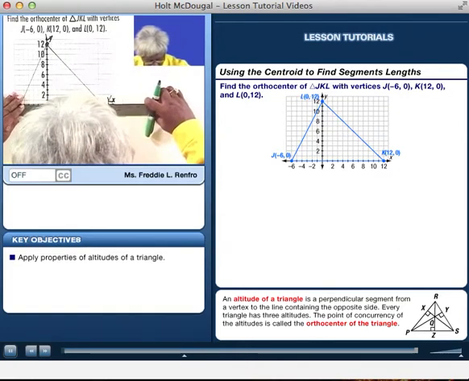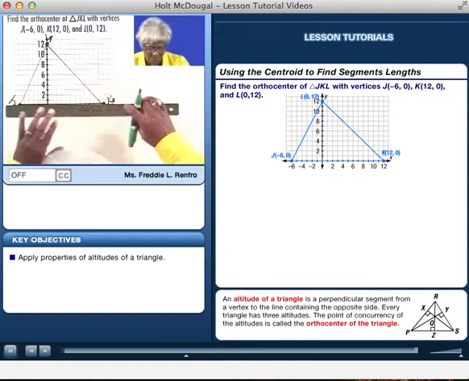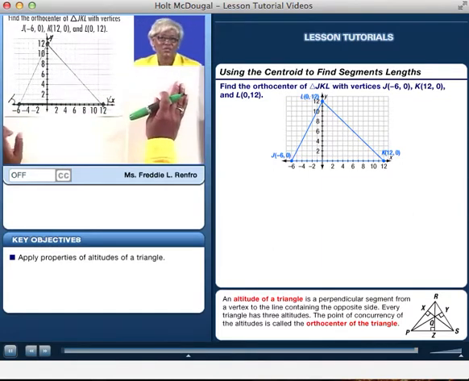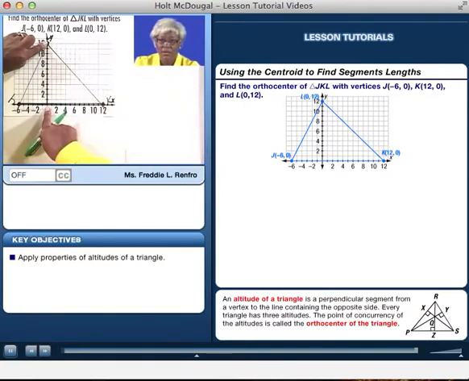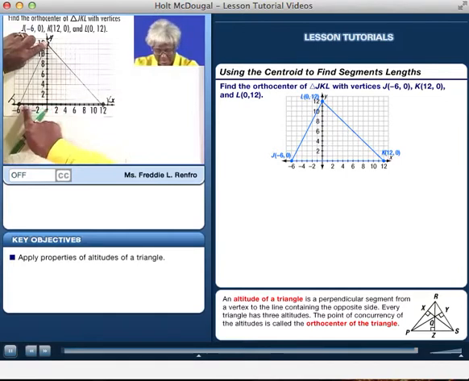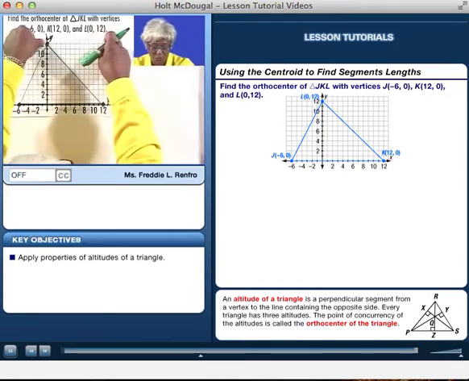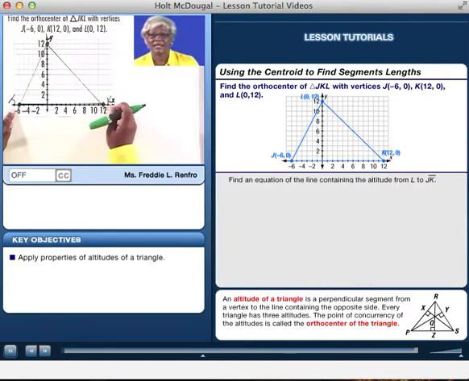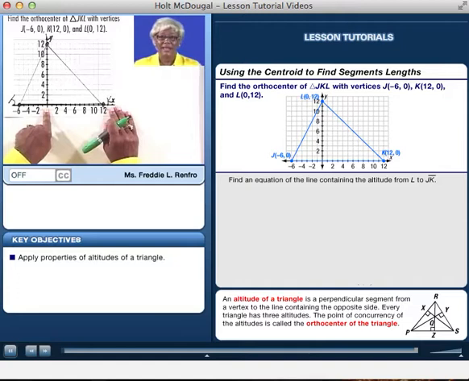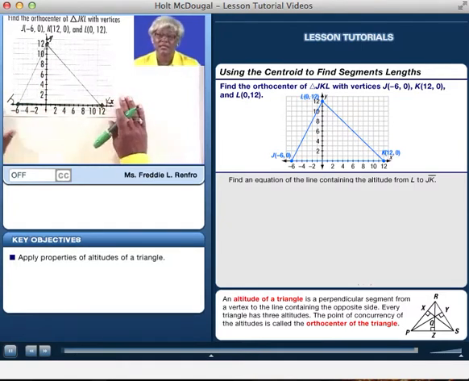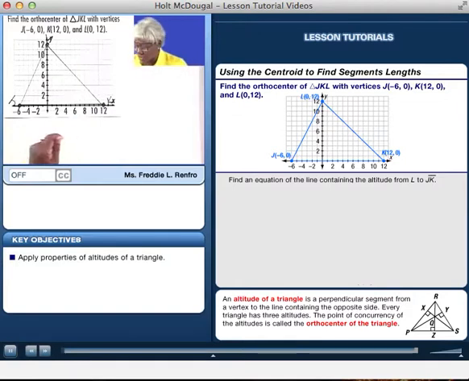Make sure we see it. Okay. I need to find three altitudes, or at least two altitudes. Recall, the altitude goes from the vertex. It's a perpendicular segment from a vertex to the line containing the opposite side. In other words, I want to go from here perpendicular to the opposite side. That gives me my altitude. Well, it just so happens the y-axis is one of the altitudes of my triangle. Because remember, the y-axis is perpendicular to the x-axis. So that means I know one altitude.